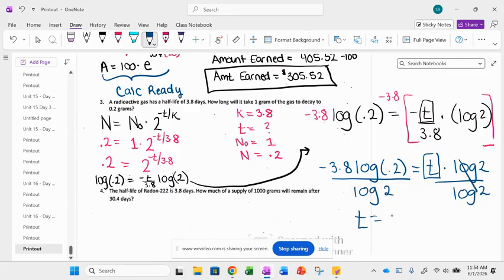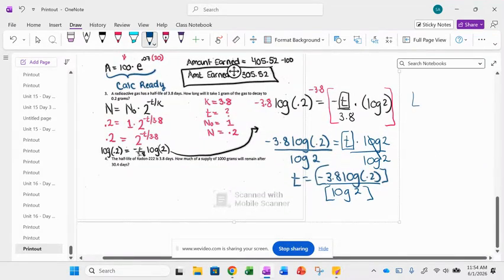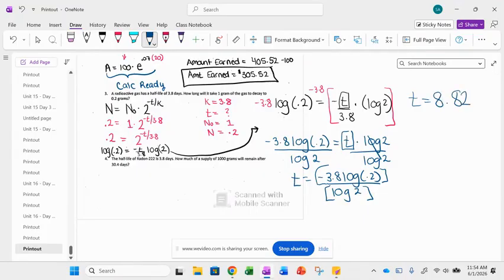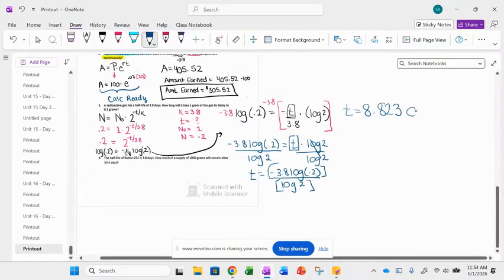So this is my calculator ready form: negative 3.8 log of 0.2 divided by the log of 2. Definitely need parentheses in the numerator. Probably wouldn't need parentheses in the denominator, but I put them just to be safe. And because this is talking about time, not money, how many decimal places am I going? 3. So T is going to equal approximately 8.823. What is this, years? Days, because the half-life factor was in days.